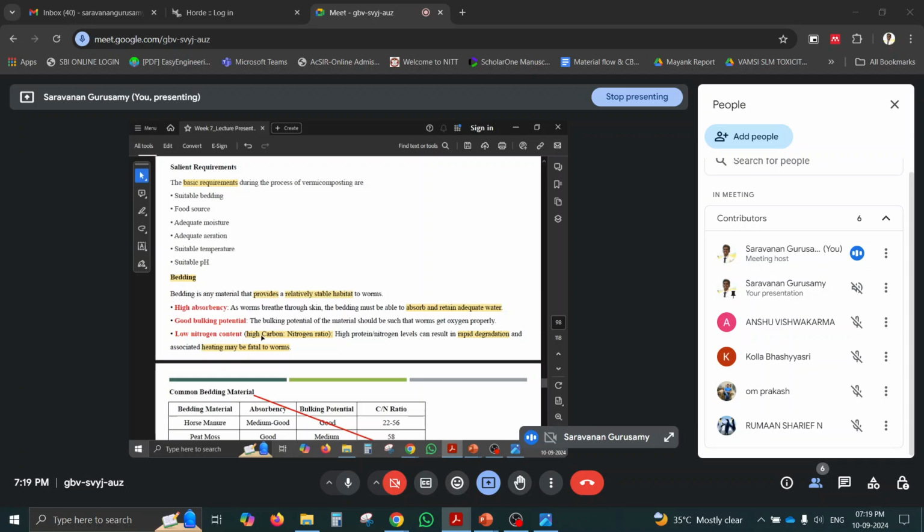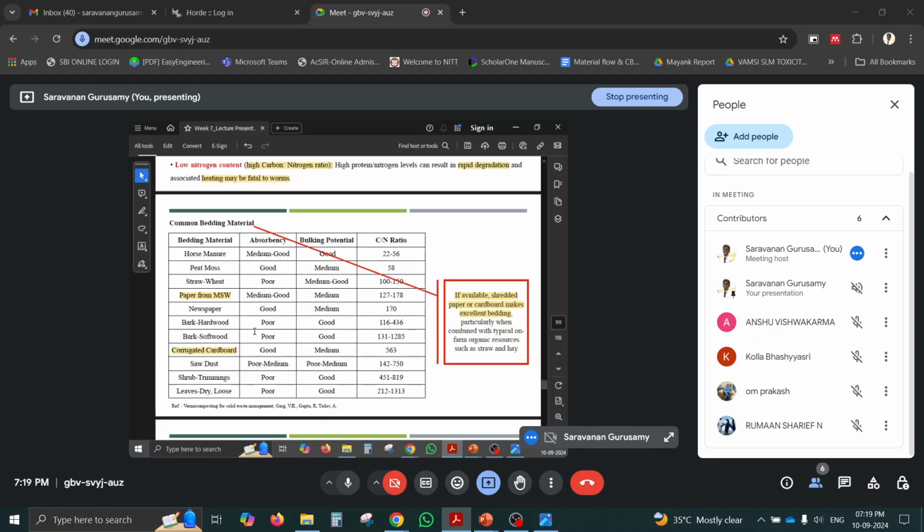So we should not give higher nitrogen content. We should maintain low nitrogen content. Then only low degradation will happen. The degradation rate will be low for vermicomposting. It will take around 60 to 120 days. And the absorbency will be higher and the bed will have good bulking potential. So which bed is suitable? How can we make the bed? With horse manure, peat, paper, newspaper, cardboard, like that. Different bedding materials we can choose based on different properties.